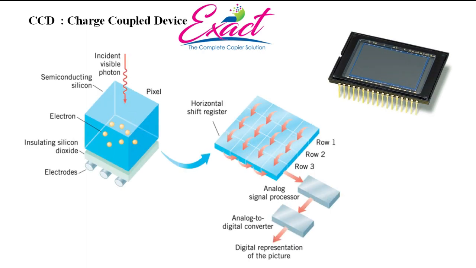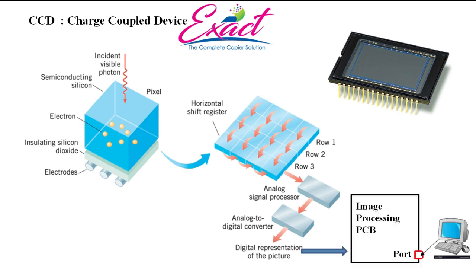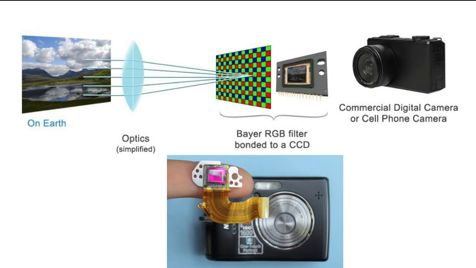CCD, a charge coupled device, is an integrated circuit containing an array of linked or coupled capacitors. Under the control of an external circuit, each capacitor can transfer its electric charge to a neighboring capacitor. CCD sensors are a major technology used in digital imaging, like cameras and mobiles.